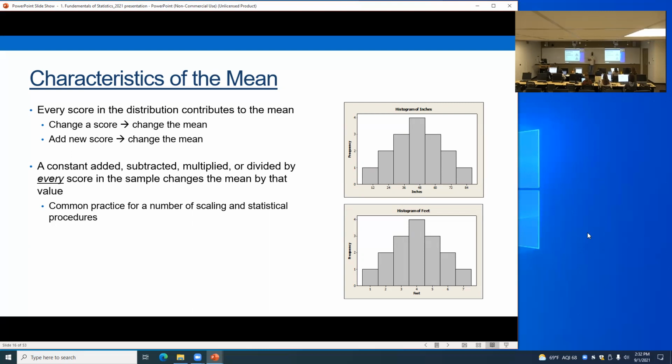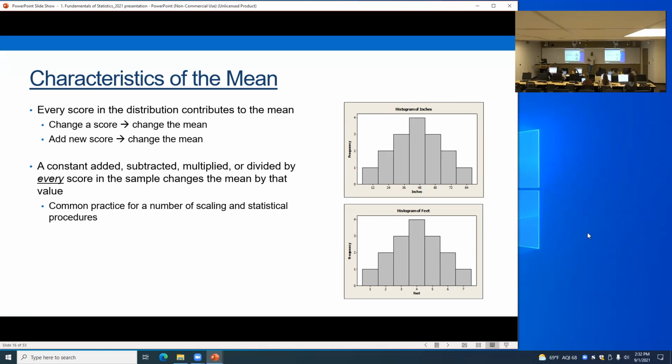Performing an arithmetic operation on every single score in the set also doesn't change the distribution. The distribution is exactly the same. It doesn't change any of the shape. Same thing, we're just knowing that if I add 3 to every score, it's going to increase the mean by 3. If I subtract 12, it's going to decrease the mean by 12. If I multiply by 2, it's going to multiply everything by 2.